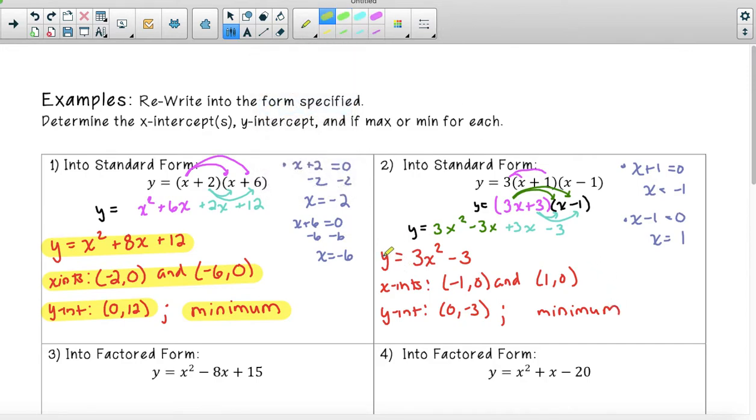So we have y equals 3x squared minus 3. Our x-intercepts are at negative 1, 0, and 1, 0. Our y-intercept is at 0, negative 3, and this is a minimum graph. It has a minimum.